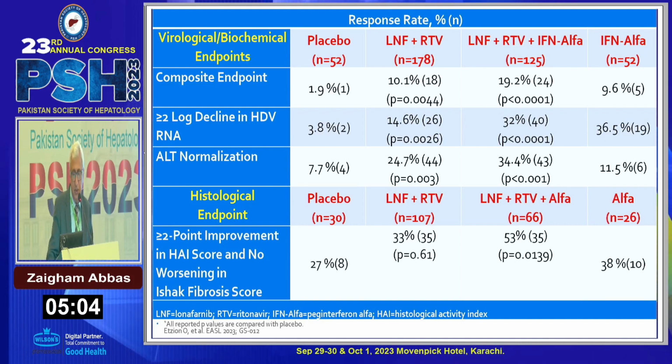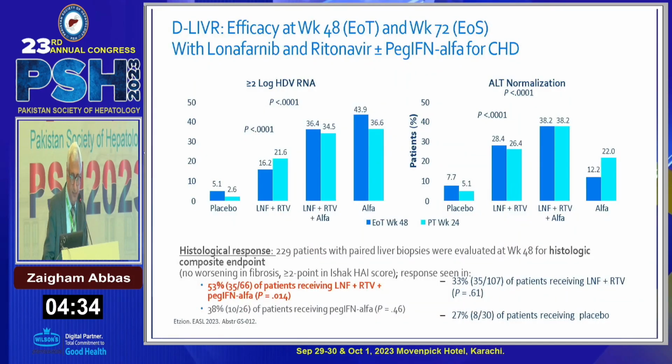But if you see the composite results and other results, the composite response was achieved in only 19% of the patients, though there was more decline in HDV-RNA, about 32% of the patients, where the triple therapy was used. But there was much improvement in the histological activity index where the triple therapy was used as compared to dual therapy or monotherapy.